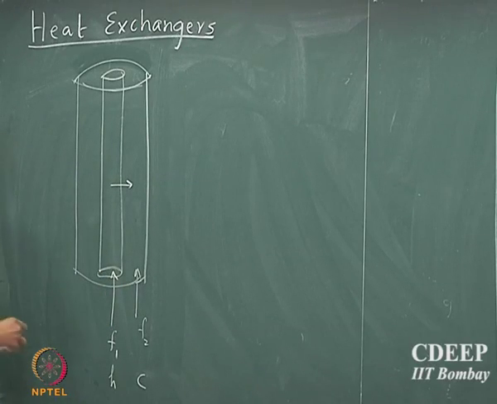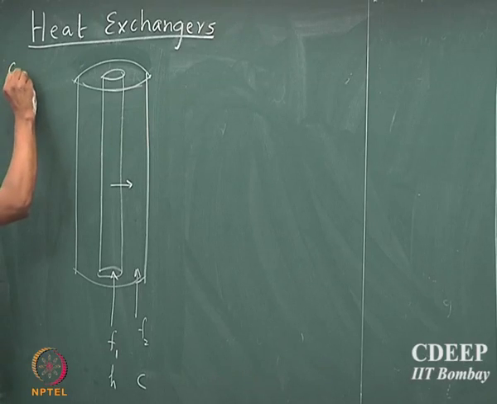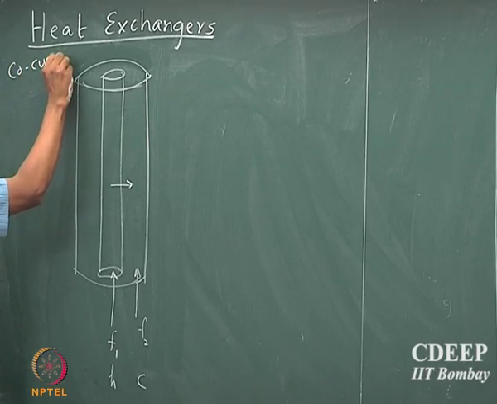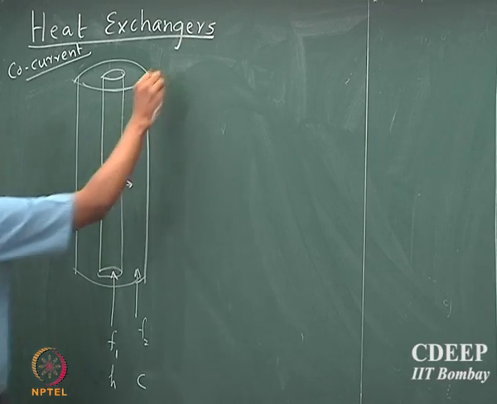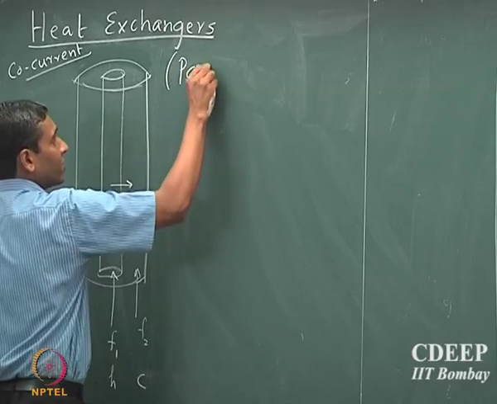Okay. All right. So, now we could have a similar arrangement. This is called the co-current operation, where both streams are flowing in the same direction, parallel to each other. This is also sometimes called a parallel flow heat exchanger.